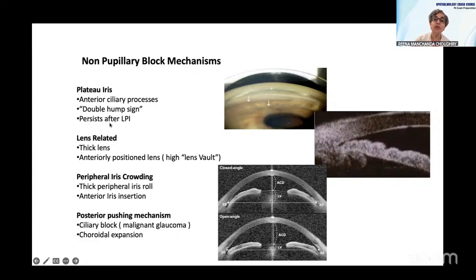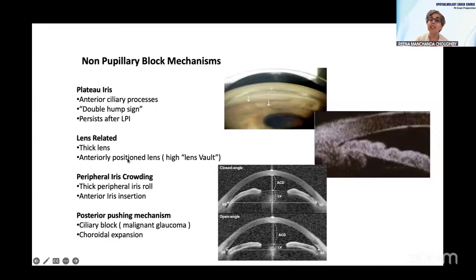And also when you do an LPI, a laser peripheral iridotomy in such eyes, the angle appositional closure persists because it's not the pupillary block that was at play. The other thing that is very often the cause of angle closure disease, which is not pupillary block mechanism, is the lens itself. Because now we have enough evidence that a thick lens, especially in Asian eyes and a small hypermetropic eye, can be the cause of primary angle closure.